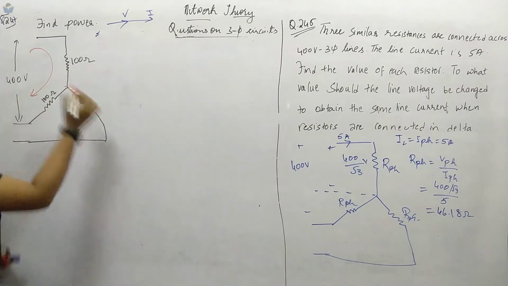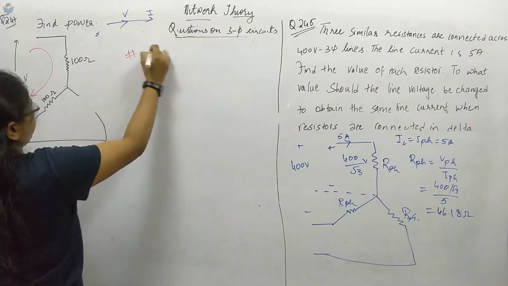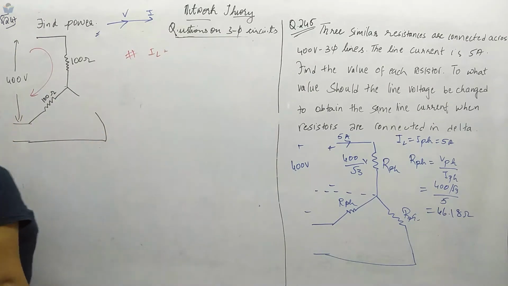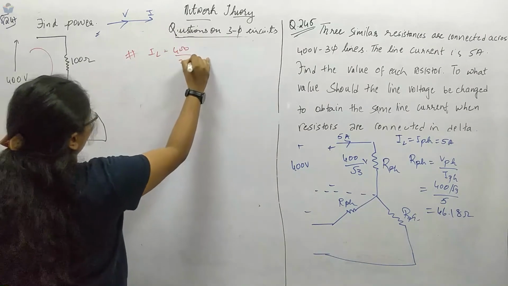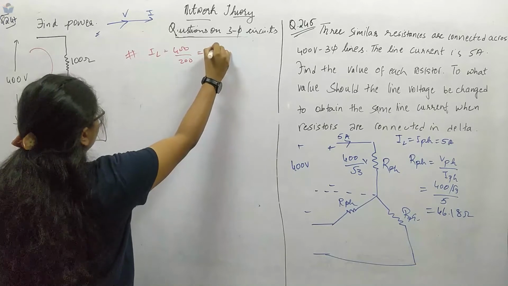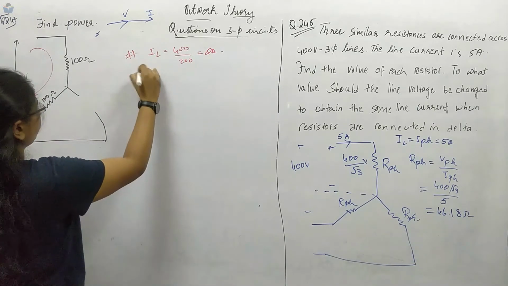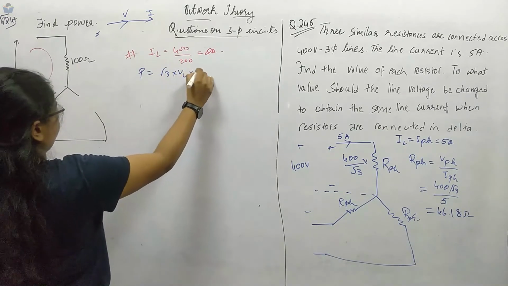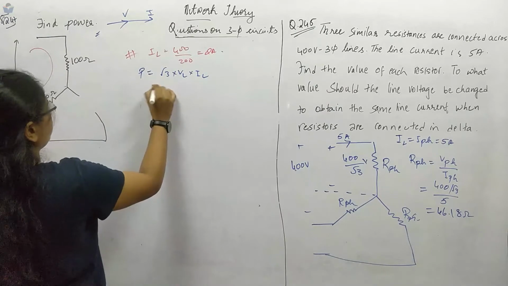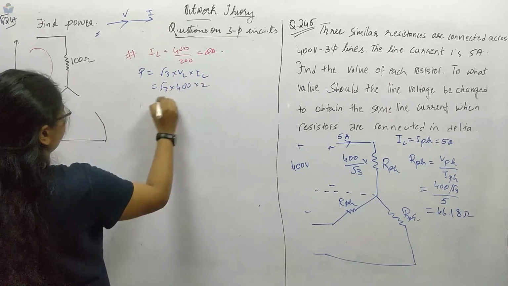So just move over here and apply the KVL. First we will find the line current or phase current. What is it? 400 divided by 200. So you will get this as 2 amperes. Now what will be the power? Power is equal to root 3 VL IL cos phi, where cos phi is 1. So root 3 times VL is 400 and IL is 2.